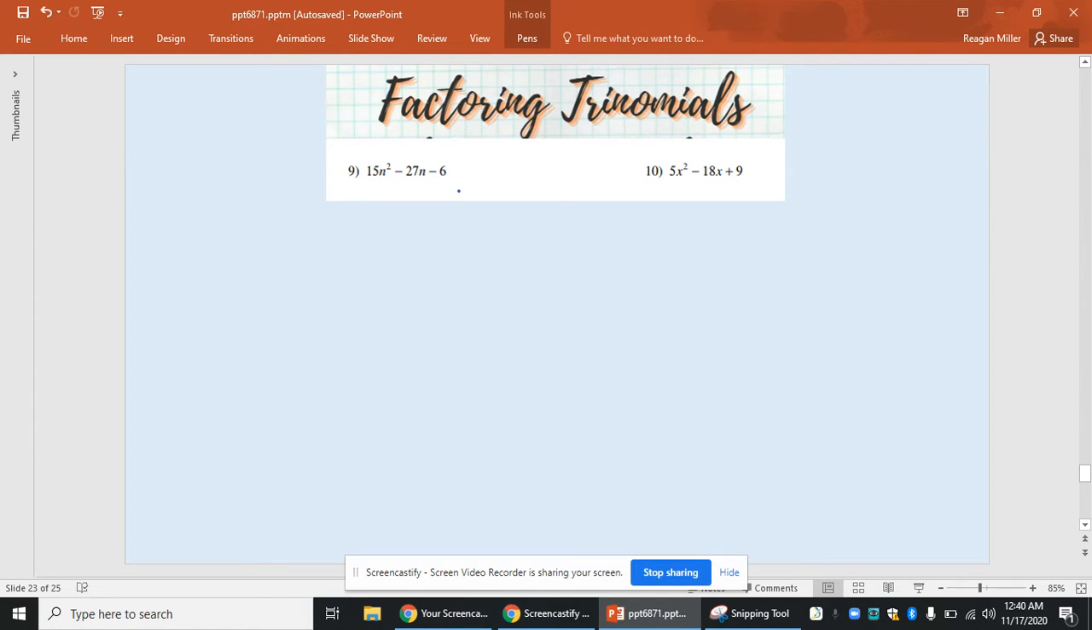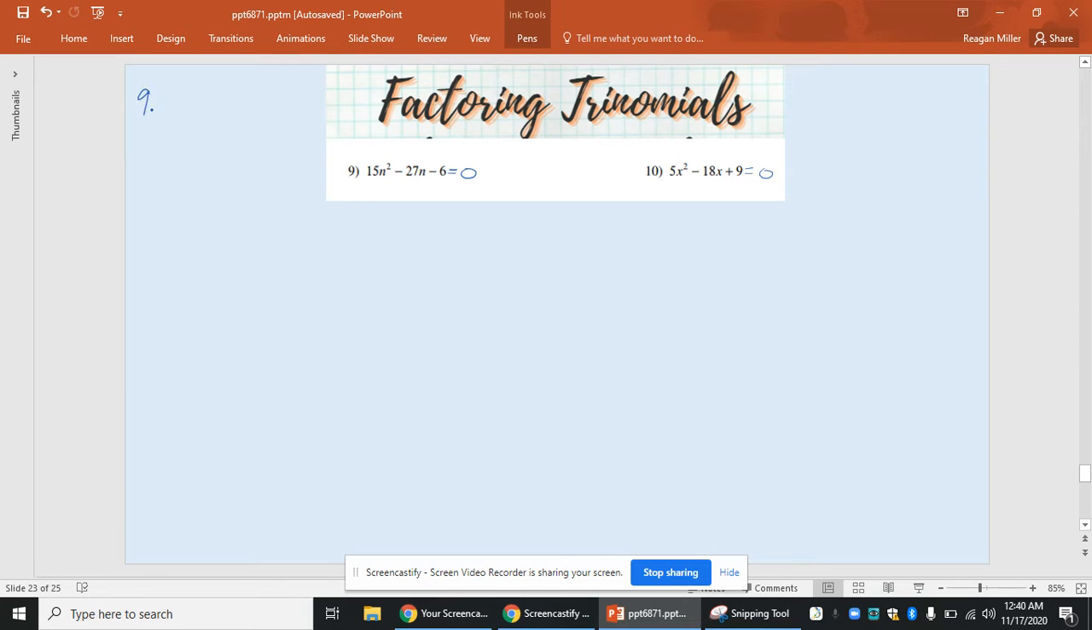So here, the first step is always going to be to make sure that they're set equal to 0. Of course, if it's not set equal to anything, then it is set equal to 0. So those are good. And then next we need to pull out a GCF if you have one.